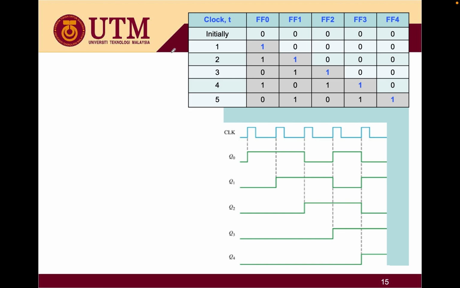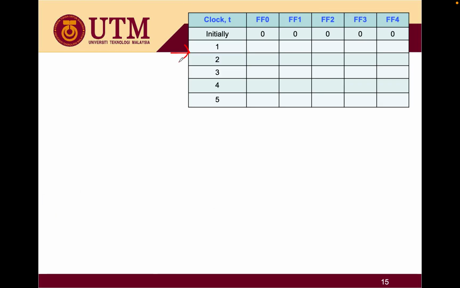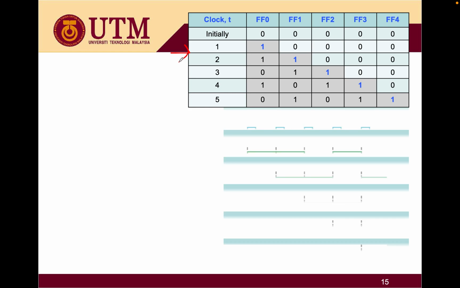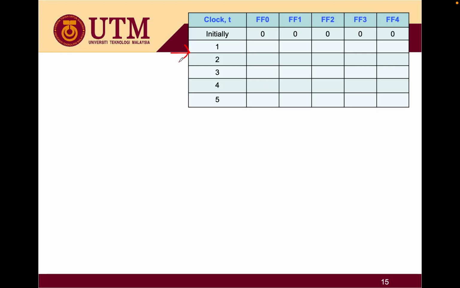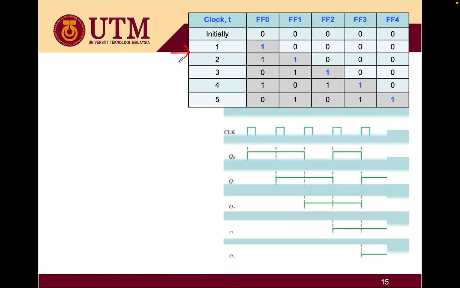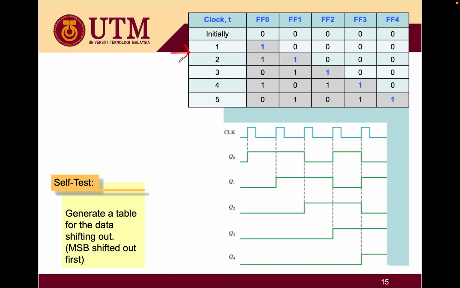Okay, this is in terms of the table. And then you're going to have your shift out. What will happen for your shift out? It is not showing here. This one is asking you to generate a table for the shift out. Okay, they ask you to generate the table for shift out. It is good for your exercise there.